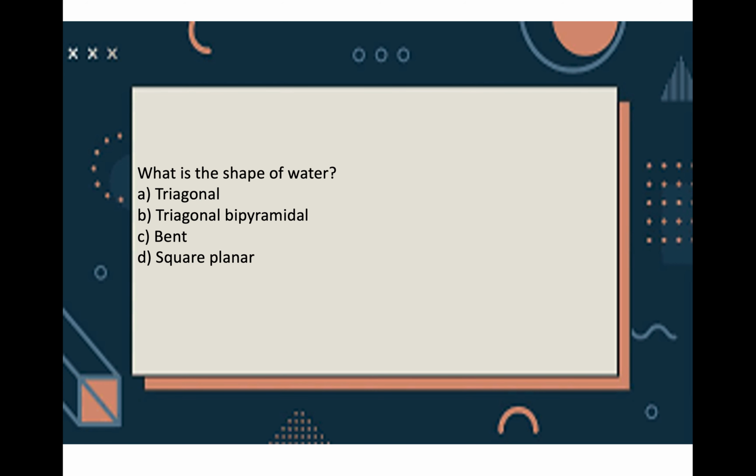Next question, what is the shape of the water molecule? Is it trigonal bipyramidal, bent, or square planar? So the answer is option C, bent shape.